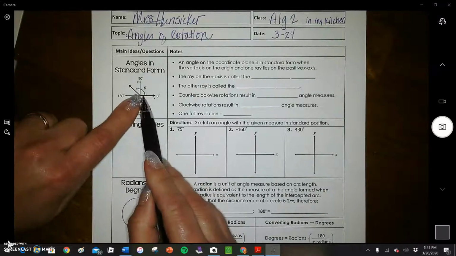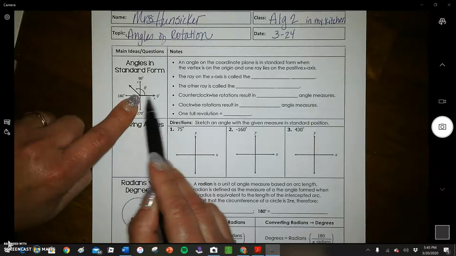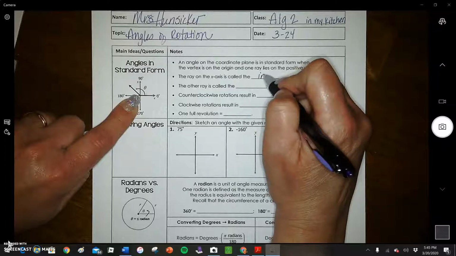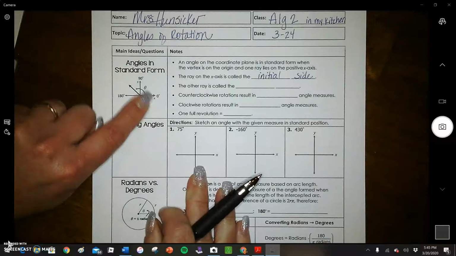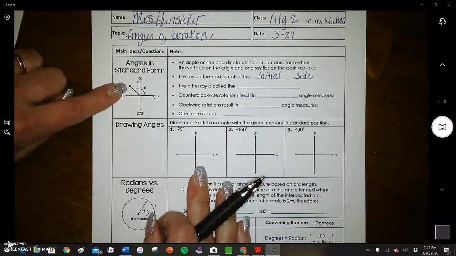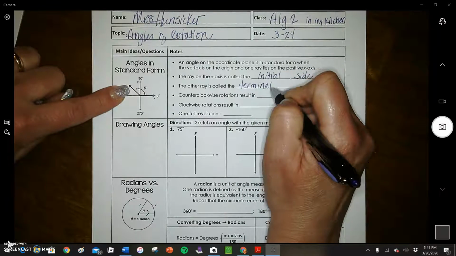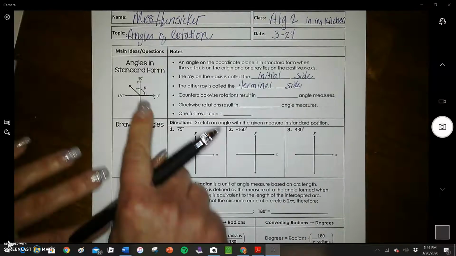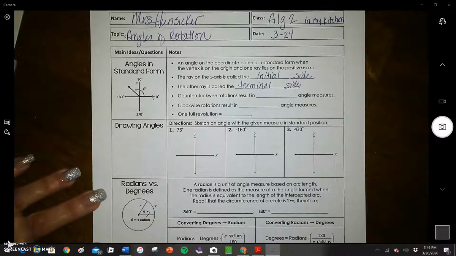So when an angle is in standard form, it basically is going to start on the positive x-axis. This first side, the part of the angle that is on the positive x-axis, we actually call the initial side of the angle, okay? And then as the angle opens up, the other ray or the other side of the angle we call the terminal side, okay? All of the angles that we do are going to be in standard form, so all of the initial sides are going to be starting at the positive x-axis.